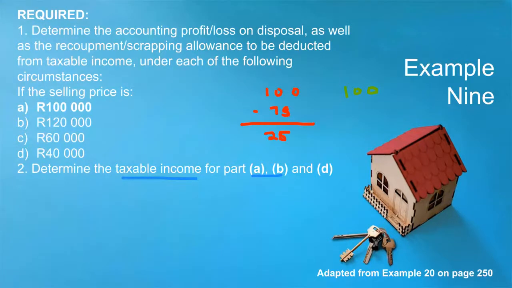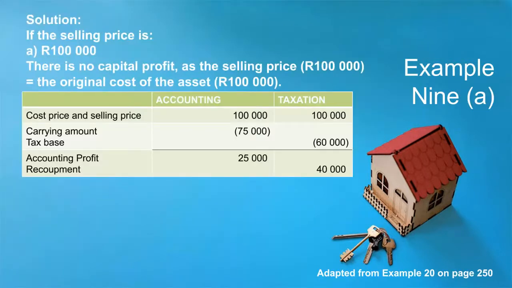So again, for tax purposes, we say, okay, our tax base is 60,000. How much have we made? We've made a recoupment of 40,000, or a tax profit. Let's call it a tax profit of 40,000. Everyone understand that? Everybody understand how we got these figures? Okay, great. So that is part A. Part A was asking us to please calculate the accounting profit and the recoupment.